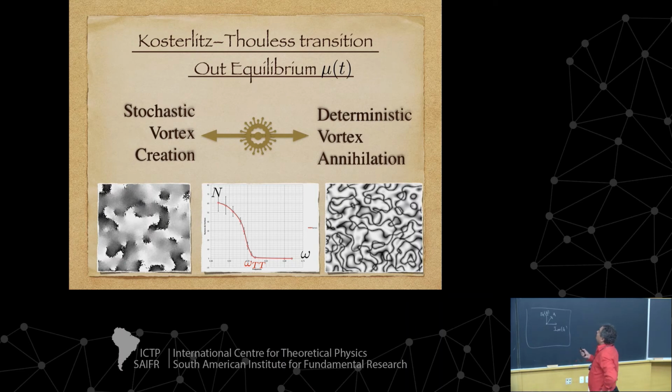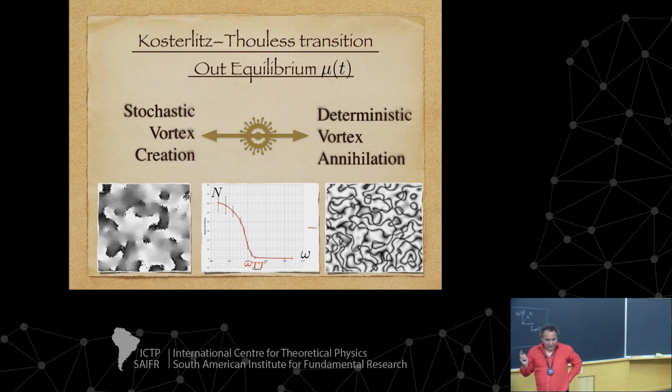Okay, so more or less, this kind of topological transition out of equilibrium, we can summarize: we have essentially a balance between the stochastic creation of vortices and the deterministic vortex annihilation. Okay, essentially this is the phenomenon.